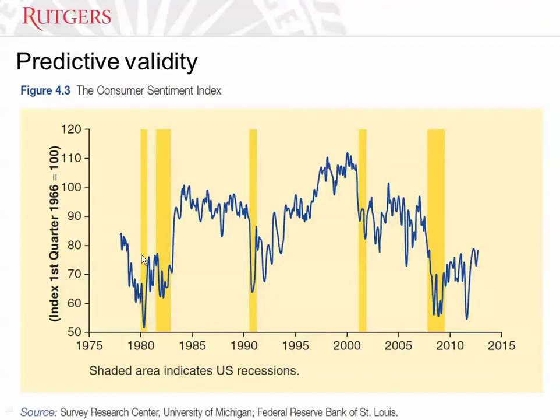So the blue line is the index. The yellow bars here are periods of economic recession, decline. So in between the yellow bars are periods of expansion. As you can see, the measure turns down. The index of consumer sentiment dips down going into this recession and comes up going out of the recession. So people are feeling more optimistic and the economy comes out of recession. And look here, people are feeling more pessimistic and the economy drops into recession. Then they begin to feel more optimistic and the economy pulls out of recession.